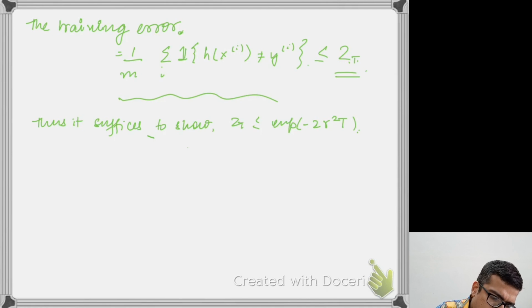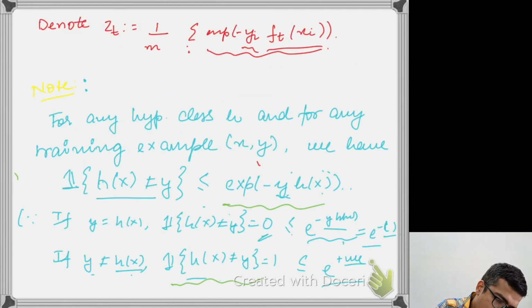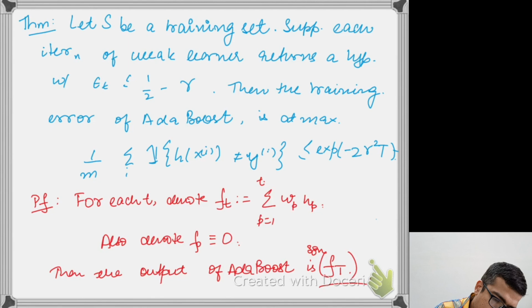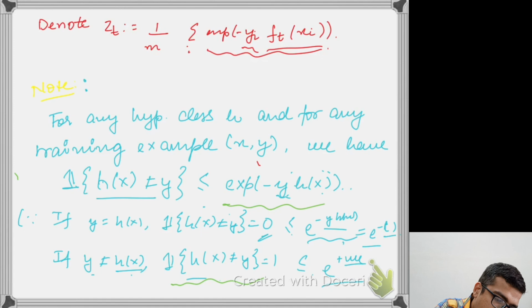Zt is nothing but zt by z naught. Okay. So if you recall, I defined f naught as identically 0. Why? Because it's a sum over 0 quantity, so this is by definition 0. And with respect to this definition, I can also define z naught as identically 1.